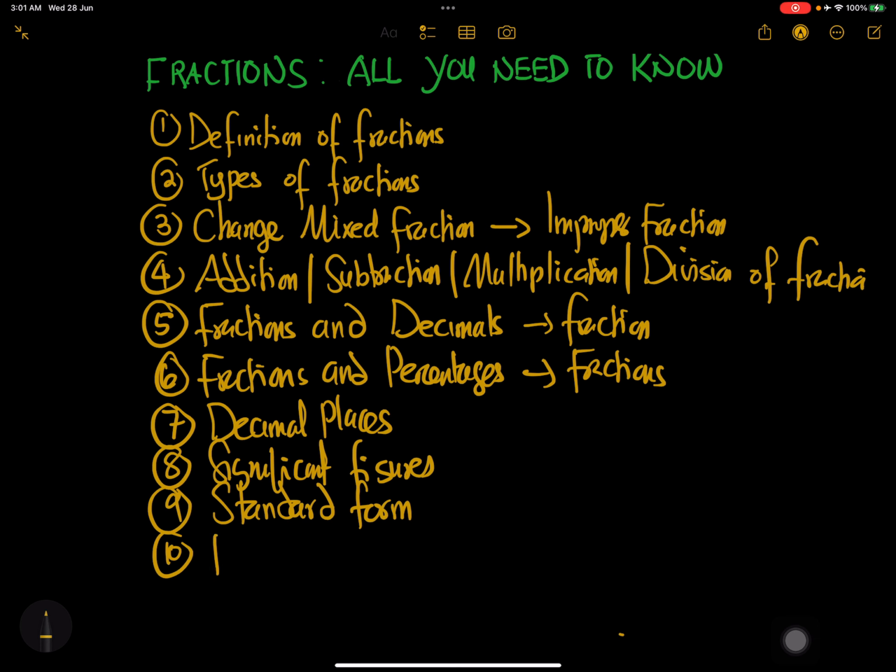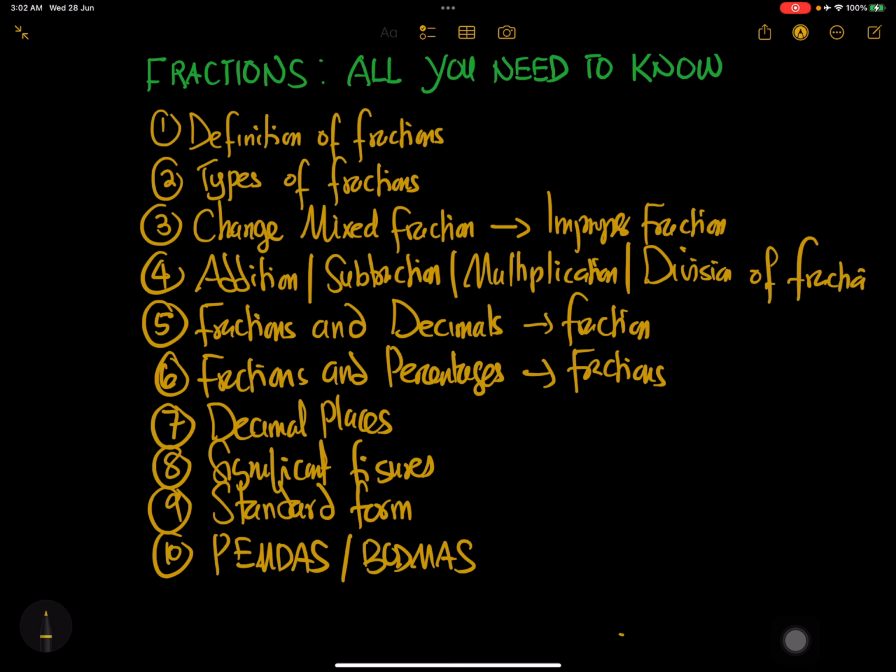How we can use PEMDAS, is it PEMDAS and BODMAS? Let me quickly confirm that. I think it's PEMDAS. Yeah, it's PEMDAS, for my friends in America. So it's PEMDAS and BODMAS. That'll be the 10 things we're going to look at there.